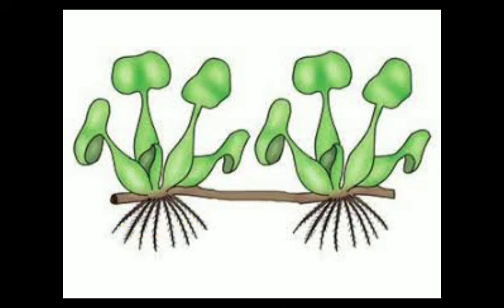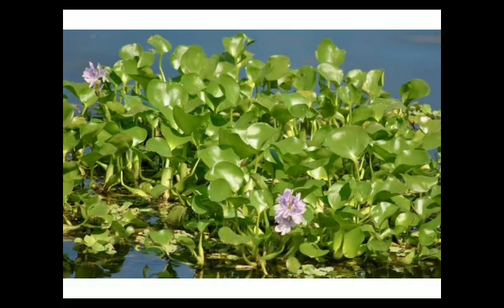You must have observed the water hyacinth plant. This is the real diagram of the water hyacinth plant. The scientific name is Eichhornia. This plant is a type of weed because it increases its number in a very short span of time, and in a very short span of time it will cover the entire water body.